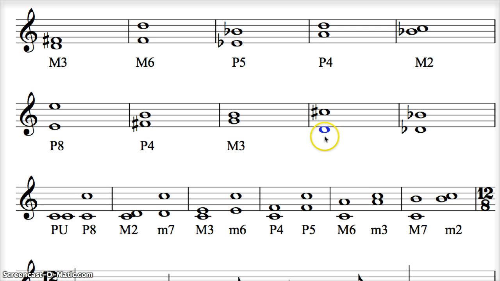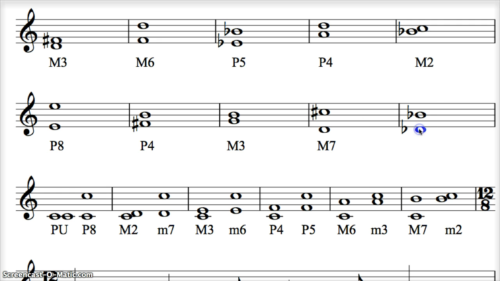Next we have a D all the way up to a C sharp. If we were to count the steps, we would find 7 steps. So it's a seventh of some type. Now, thinking of this D as the key, how many sharps are in the key of D major? 2, F sharp and C sharp. So this is a major seventh.